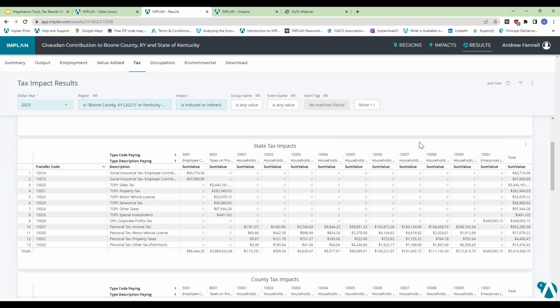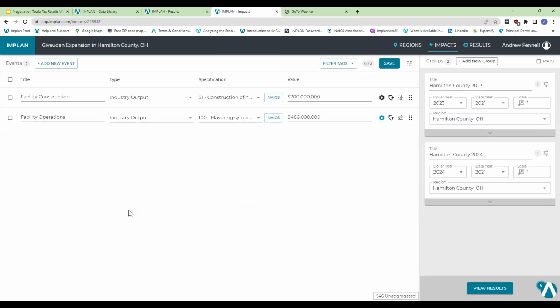Now, we've been talking about really a contribution analysis, so we haven't been adding anything new, but let's look at another project here. I have another one pulled up here, which is this same company we were looking at in Florence, Kentucky, which is in Boone County.